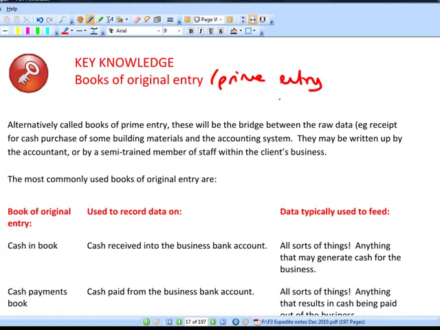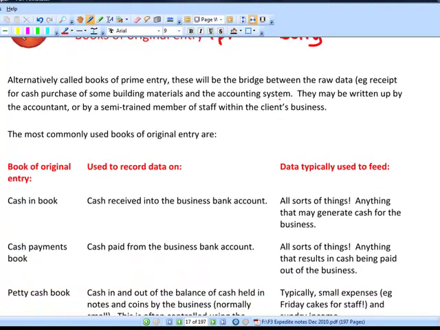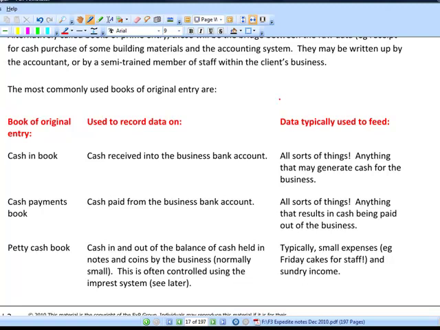Essentially, a book of original entry is just a very structured form of capturing data so that things can be recorded completely and accurately by somebody who doesn't necessarily have much by way of expert training. The most commonly used one is the cash book. The cash book might be split into two. In this situation, we've got the cash in book and the cash payments book.